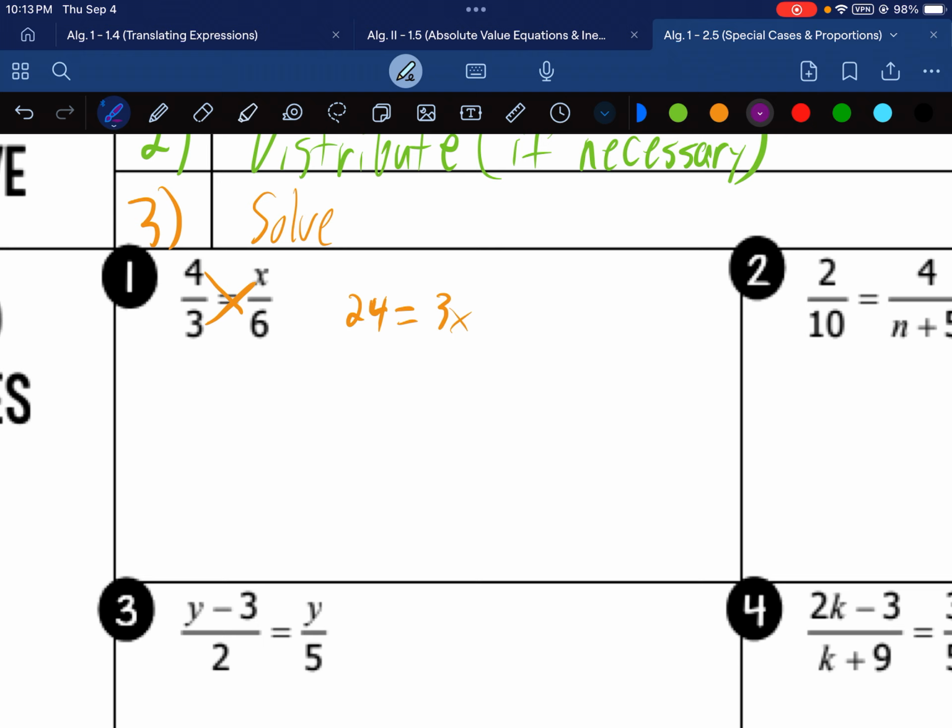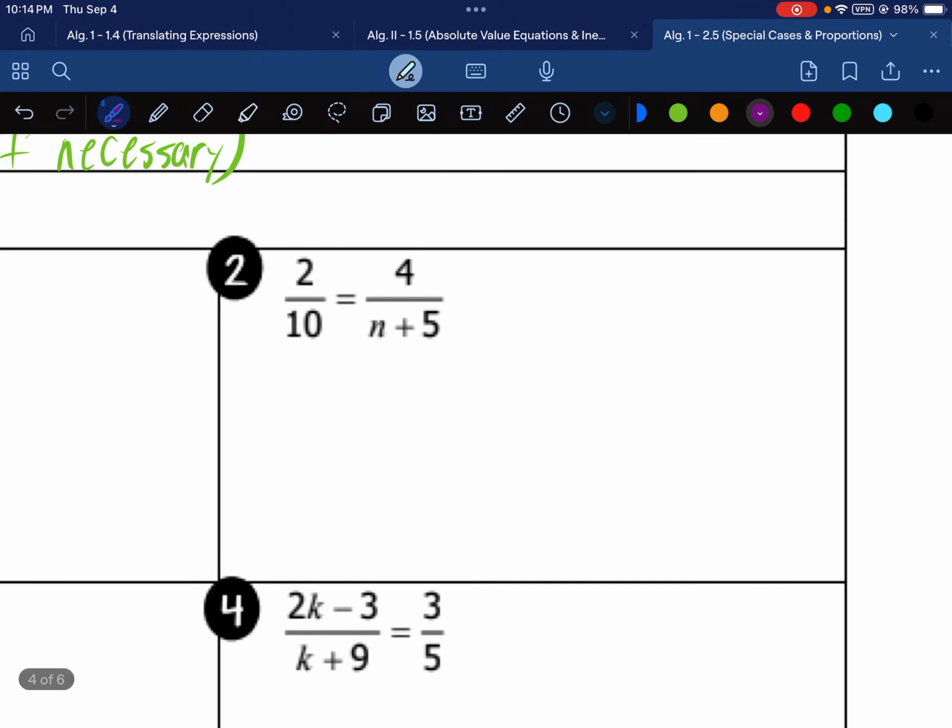And so I just solve using my normal methods where I divide by 3, and I get x equals 8. And if we were to plug that back in, it would be true. Sorry, 4 over 3 would be equal to 8 over 6, because 8 over 6 reduces to 4/3.